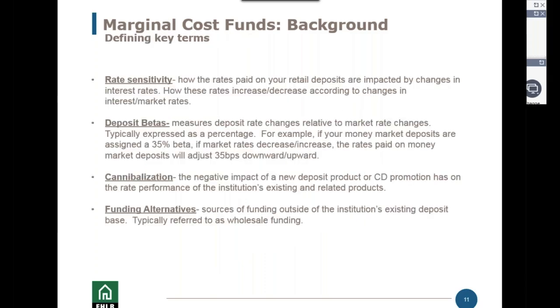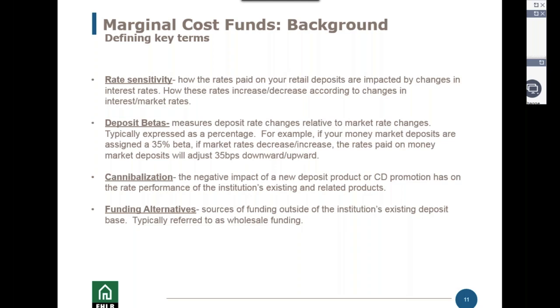Slide 11. Before we progress, we'll go through some definitions here before I turn the microphone over to Brett. Rate sensitivity. You see the definition right there: how the rates paid on your retail deposits are impacted by changes in interest rates, how these rates either increase or decrease according to changes in market rates.